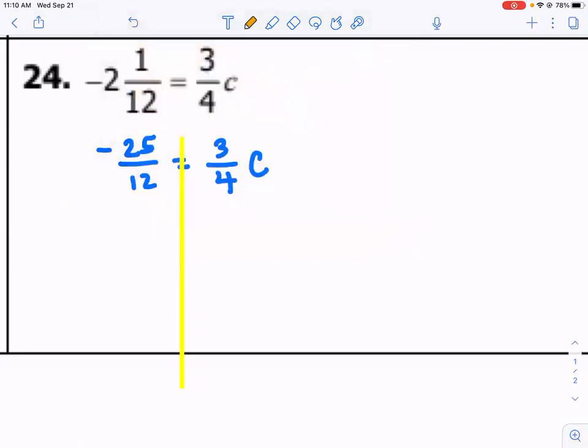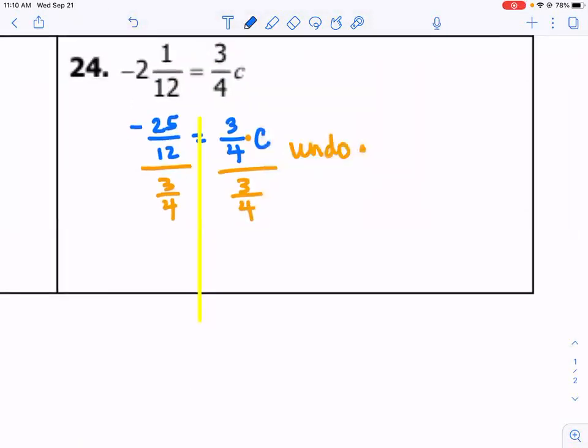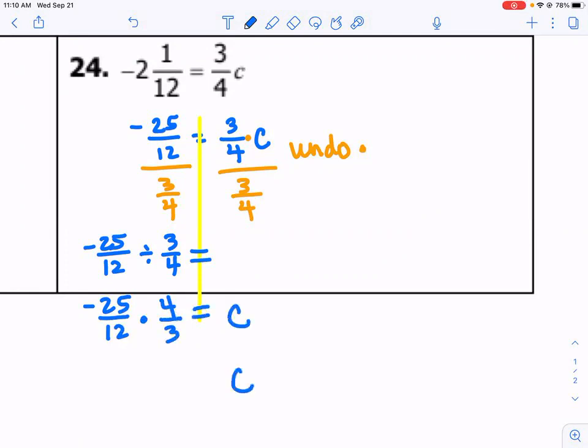Okay, 3/4 is being multiplied to C, so we need to undo the multiplication by dividing each side by 3/4. Ooh, this is fun. So we have negative 25/12 divided by 3/4, which really means negative 25/12 times 4/3. So negative 100 over.